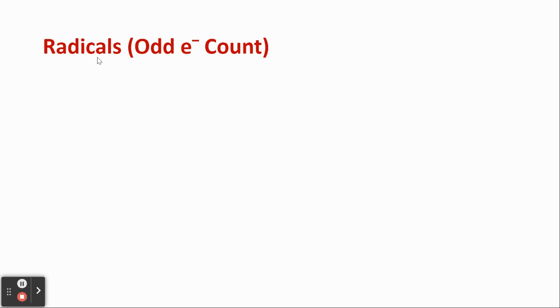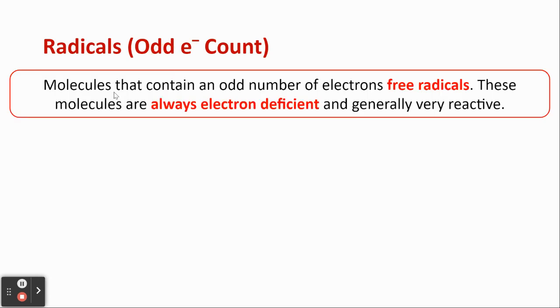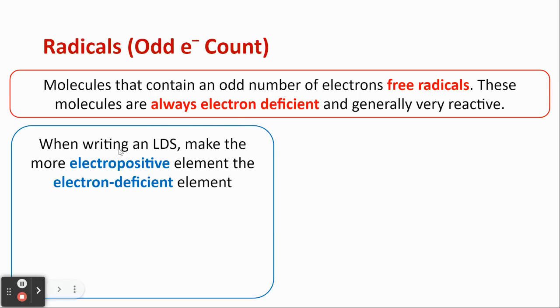So what are radicals? When we talk about radicals, they're going to have an odd number of electrons. So they're molecules that contain an odd number of electrons, called free radicals. And these molecules will always have electron deficiency in their structure. The atom in the structure that's more electropositive is the one that's going to have a lower electronegativity. It's not going to have as much of an attraction for electrons.